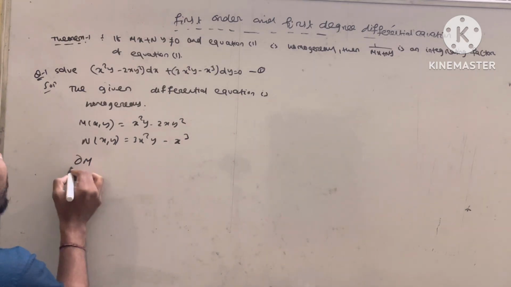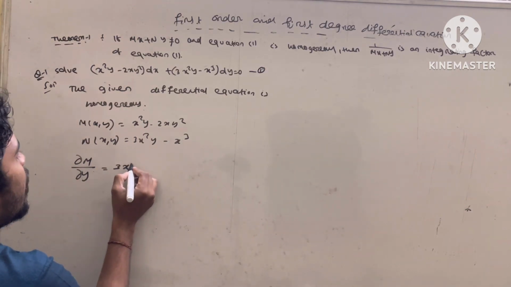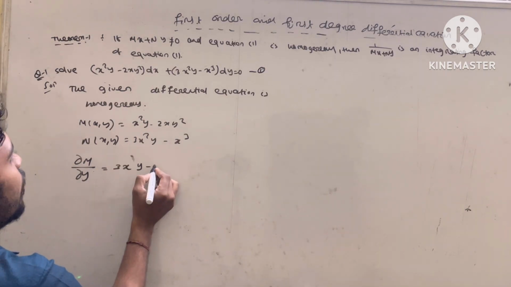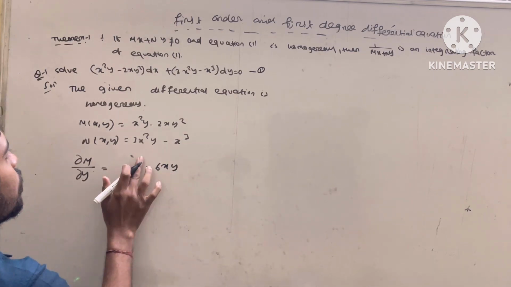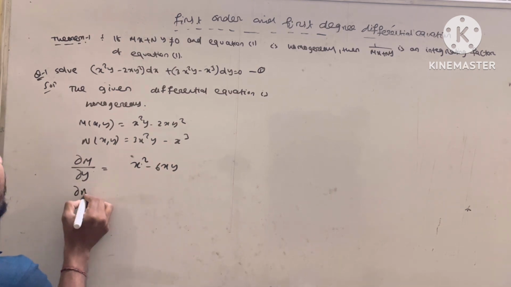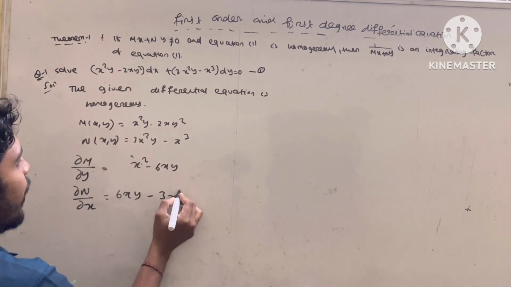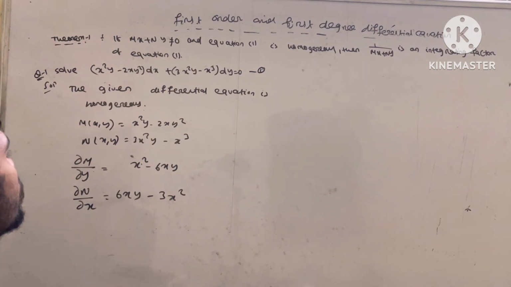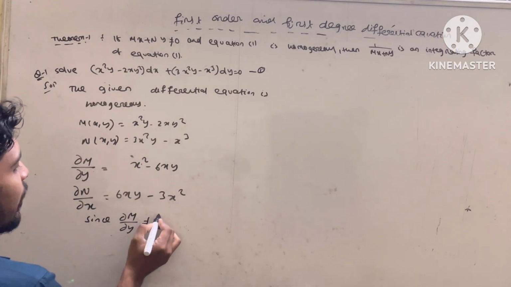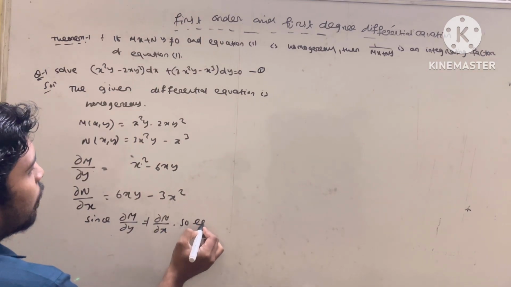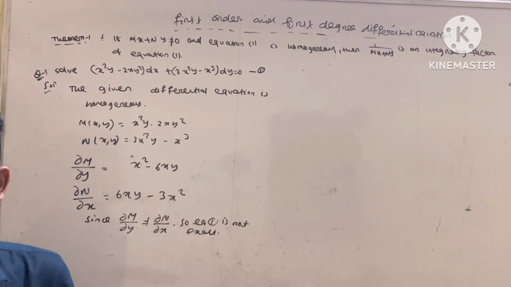So now you have to check the exactness of the given differential equation. Del M by del y is x square minus 4xy, sorry, actually this one is x square, and del N by del x is what? This is 6xy minus 3x square. Okay, so now since del M by del y is unequal to del N by del x, equation 1 is not exact.